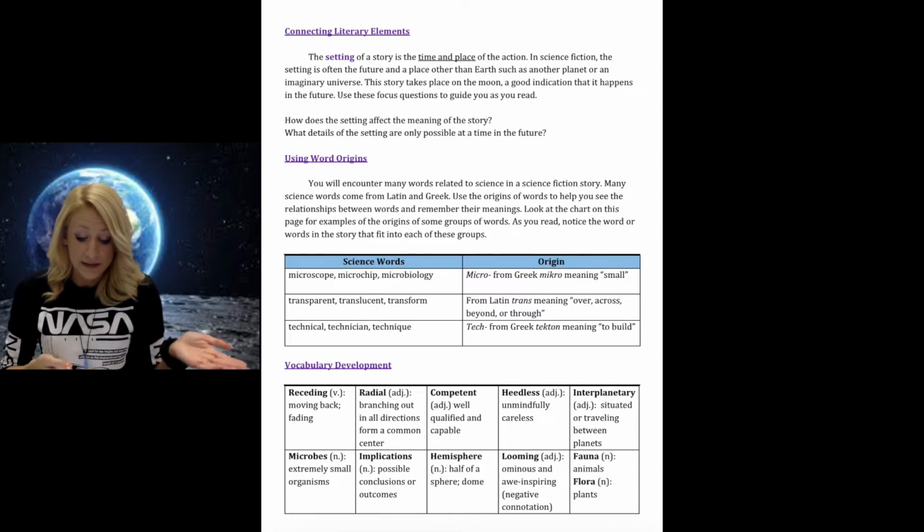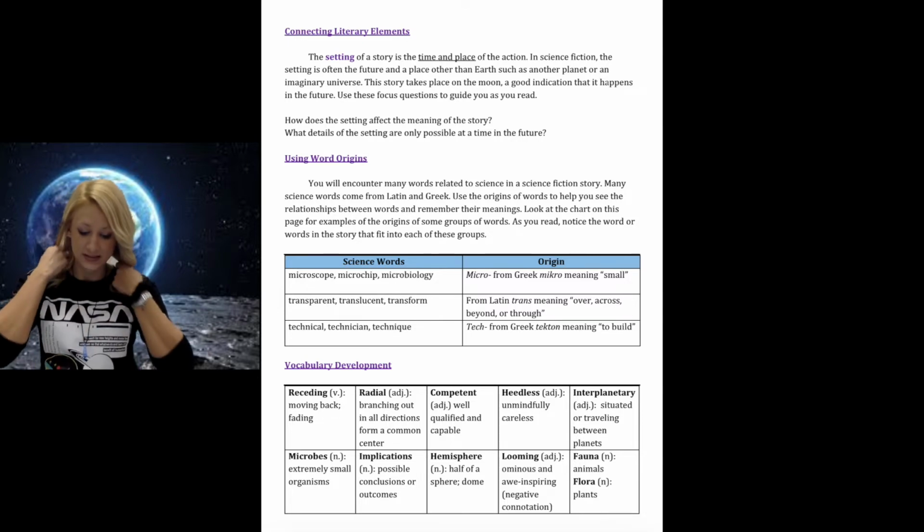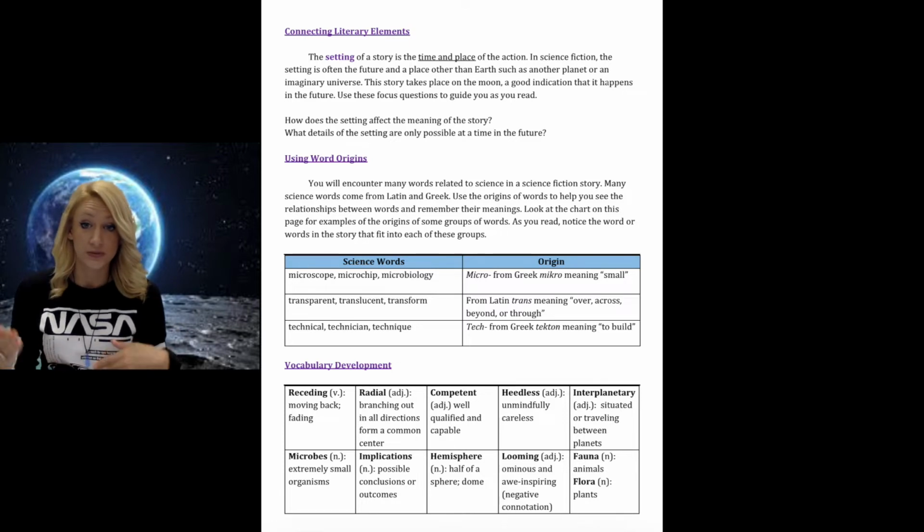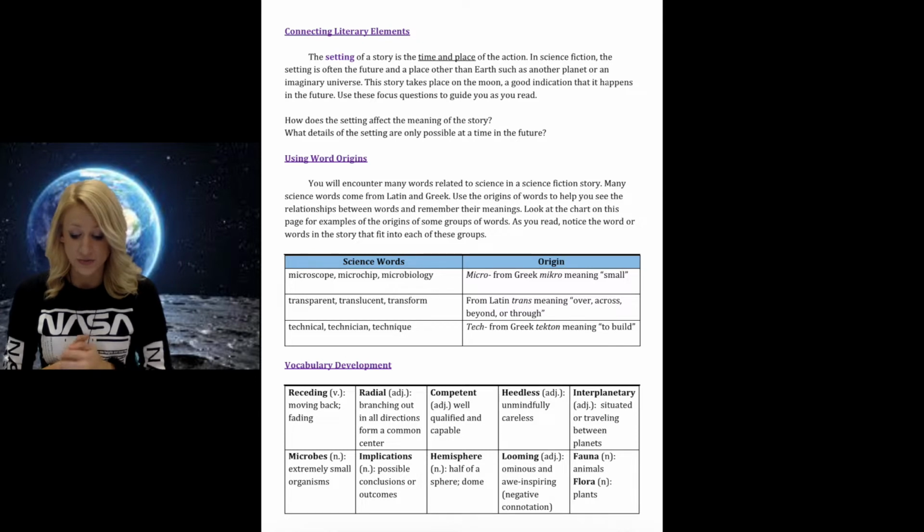So some words on the left that go along with this root that are science-based words that we'll see in science fiction: transparent, which is when you can see through something; translucent, that would be a synonym there; transform. And then one more origin that we're going to look at here is going to be tech, from the Greek tekton, meaning to build. So again, looking at some words that use this root of tech in our science fiction study, we're seeing technical, technician, and technique.